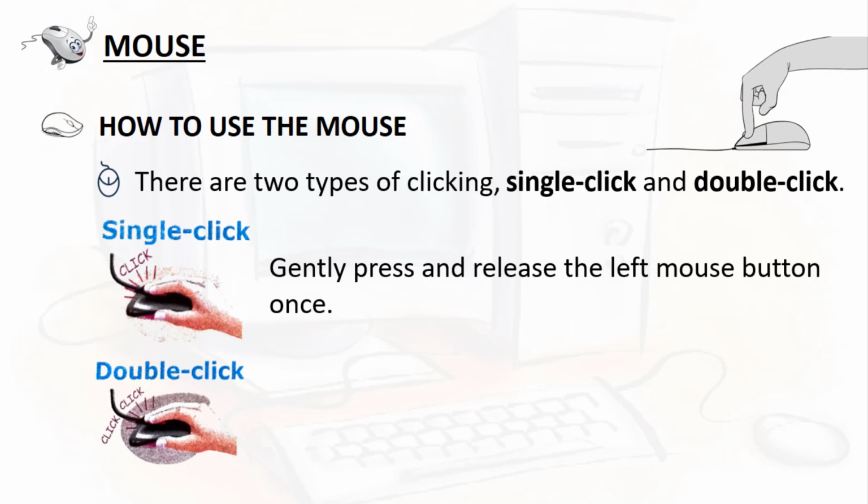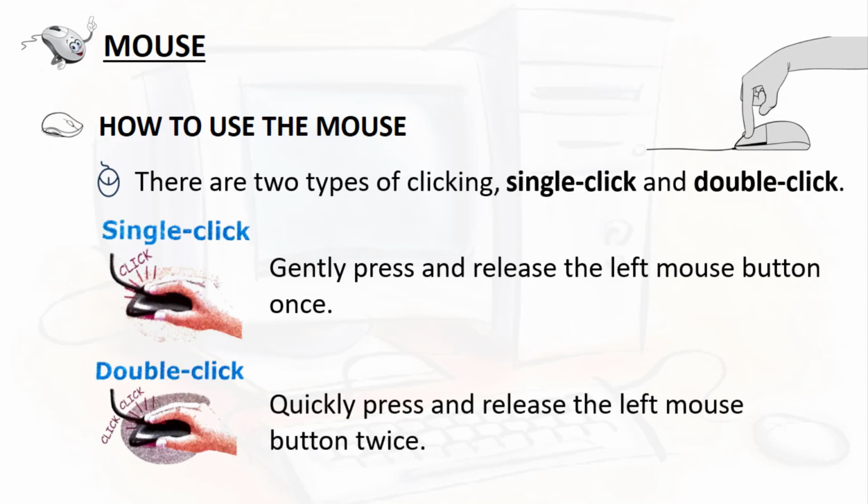Double click. Quickly press and release the left mouse button twice. Double click, that means we have to press a mouse left button twice, which is known as a double click.